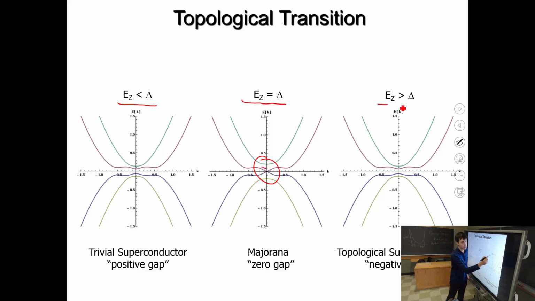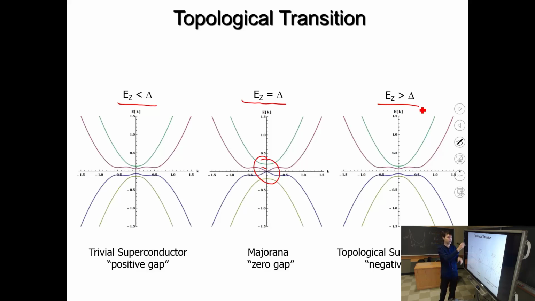Now you keep increasing the magnetic field. Gap is recovered. Gap is back. But you cannot see it from the spectrum, but the gap is actually negative. The gap is opposite sign. And you have entered this topological superconductor with a negative gap. So this is, in fact, a phase transition.